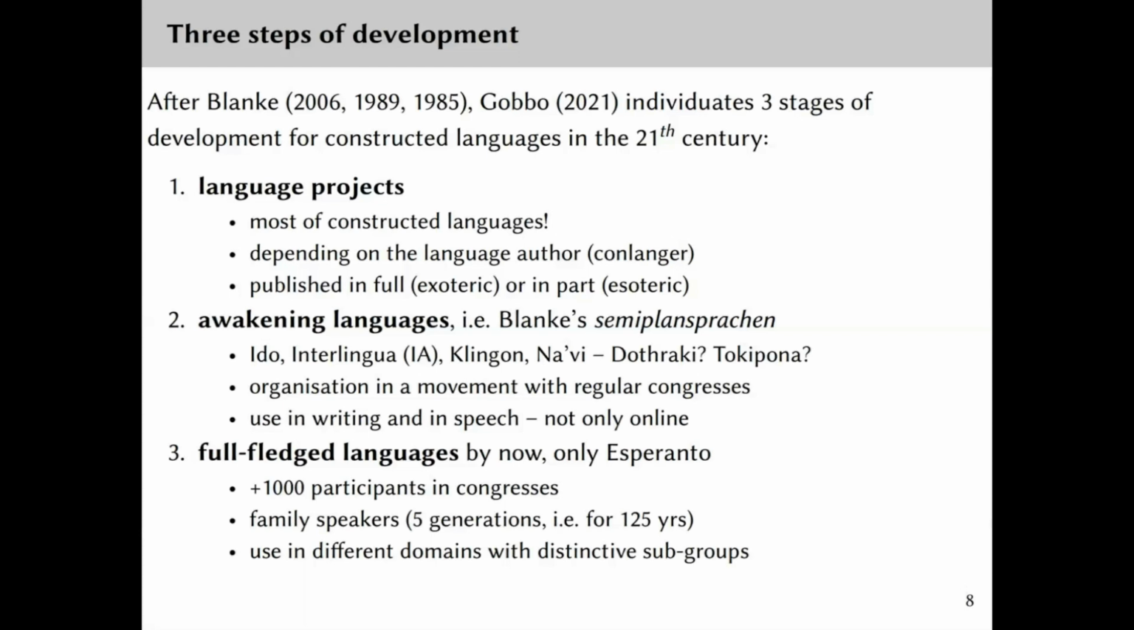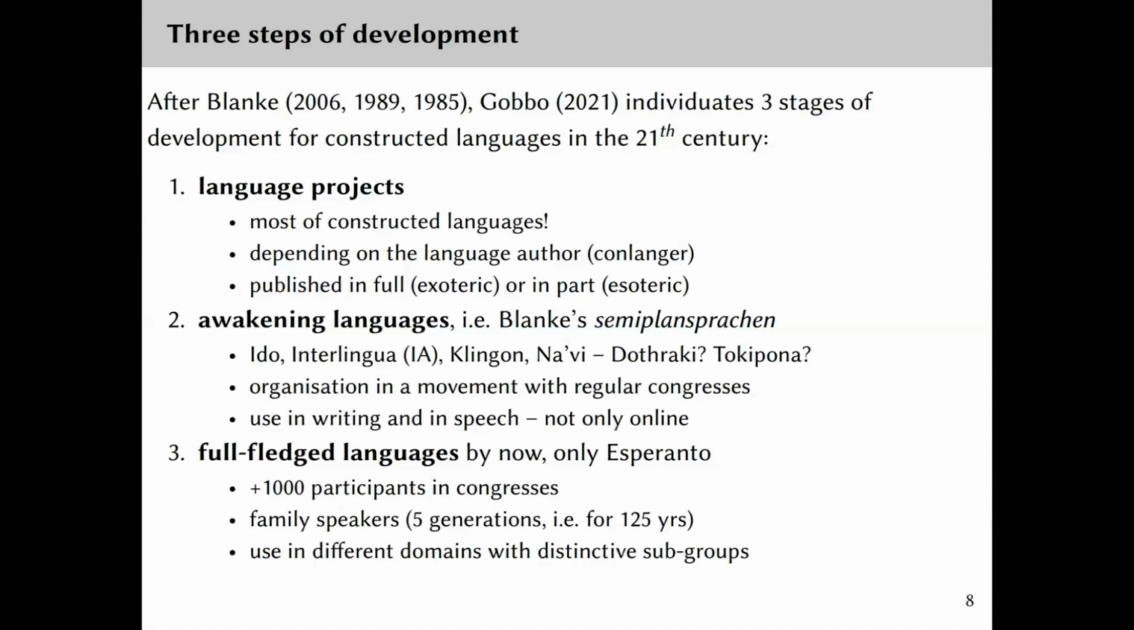And they can be published in full, which means they are exoteric or public. What does it mean? You publish not only the text in the language, but also the key to access the text, so the grammar and at least a bilingual dictionary. Or it can be esoteric, which means secret: you just publish the text, and the text is immersed in a piece of art, for example a fantasy novel, and then you can have a glance, and the joy is to understand what is there without an explicit explanation of the language itself. Few of them, and when I say few, I mean a dozen, become awakening languages.